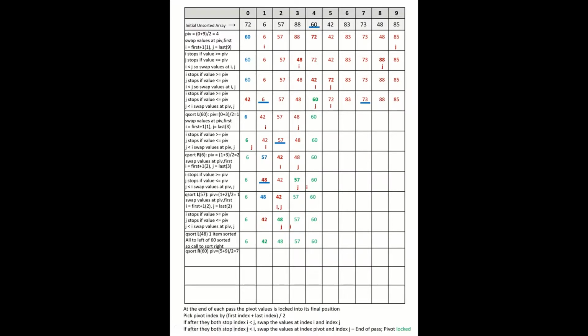We call quicksort to the right of 60. That means coming way back here. The recursion unwinds all the way back here, and we call it on the right side of 60. And what is that sublist? That's the sublist from index 5 to index 9. So 5 plus 9 div 2 is 7. So 7 holds value 73, and that's our pivot.